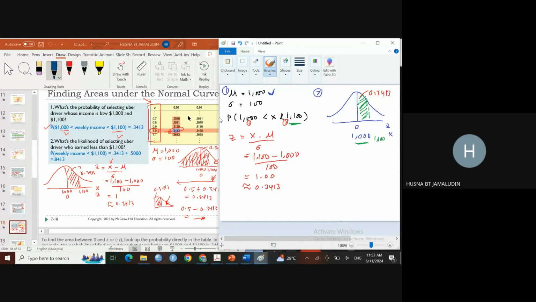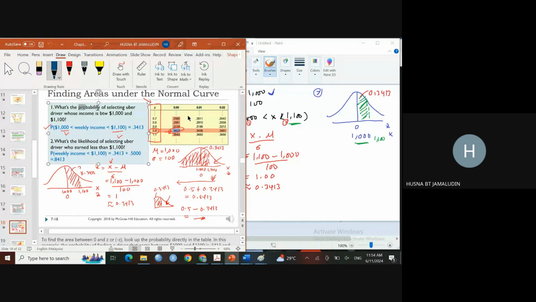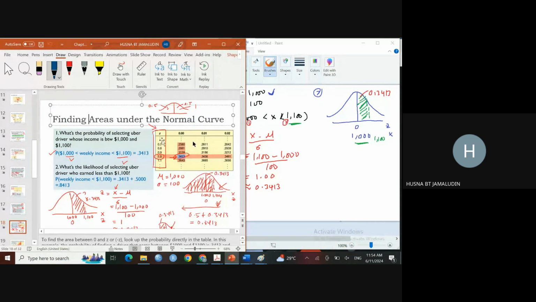When they want to ask you to find the probability, they will ask, what is the probability of something? Or what is the likelihood of something? What is the chance of something? Or find the area under the normal curve. So the words area under the normal curve are also telling you about the probability.